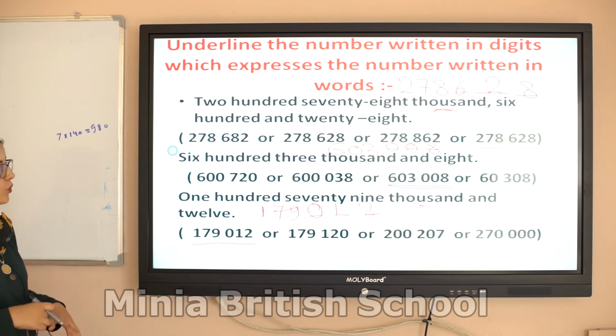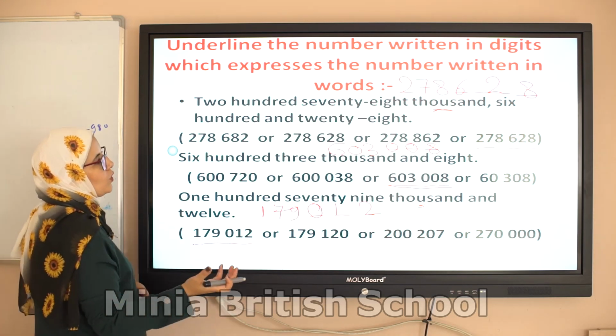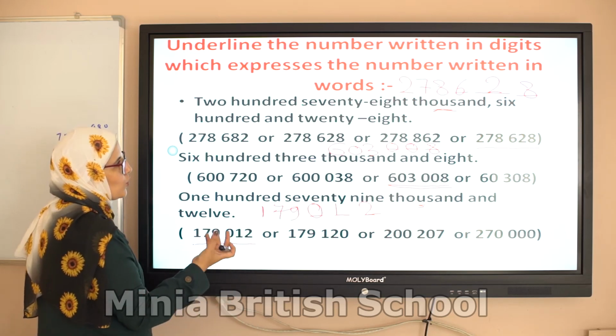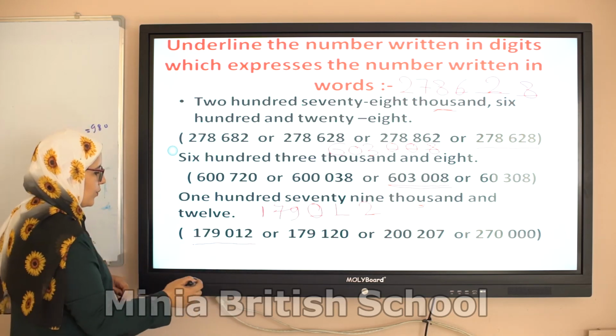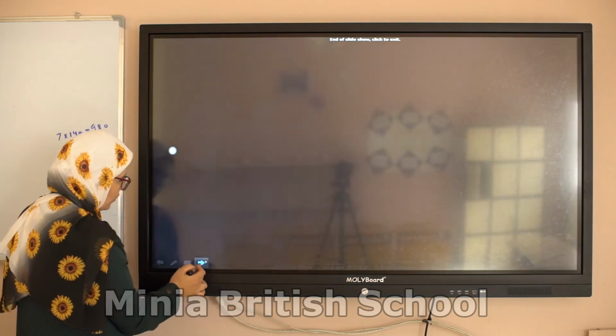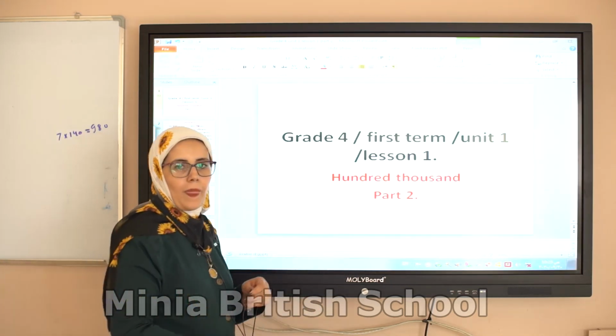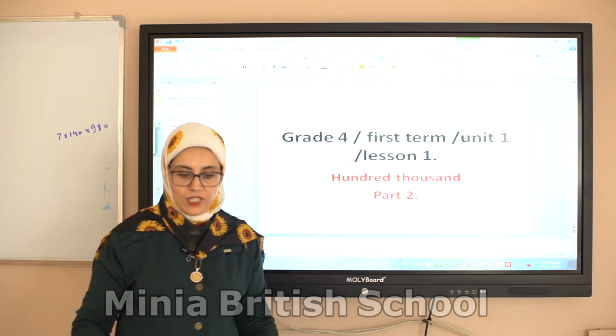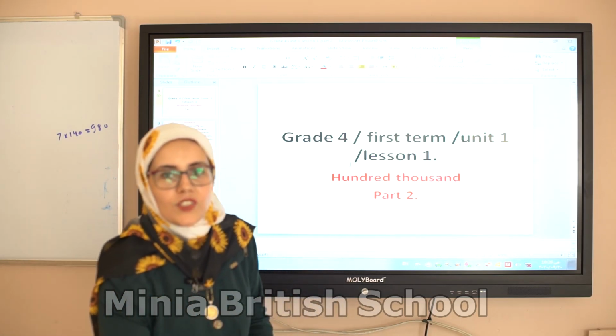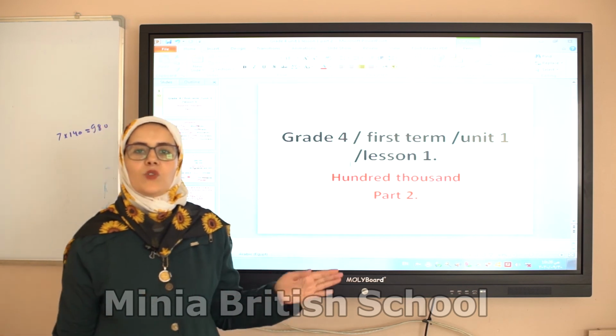Now we know how to convert from the word form to the standard form or the digit form, and the opposite. And we know how to find the value and the place value of each digit. And this is the second part of our lesson.